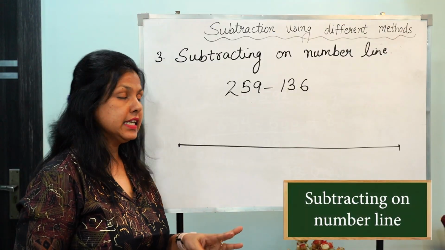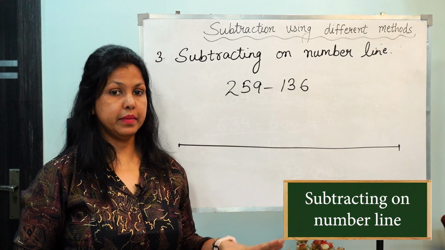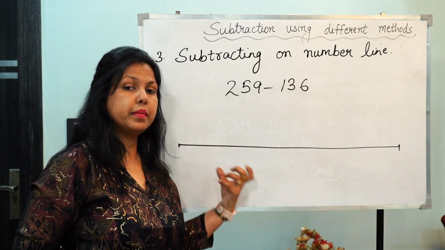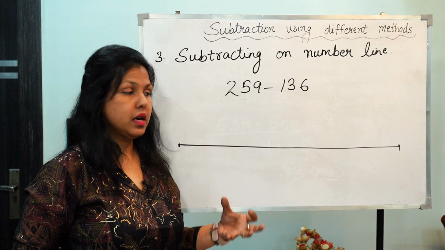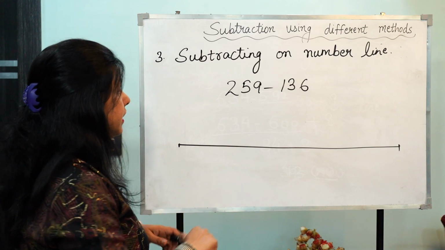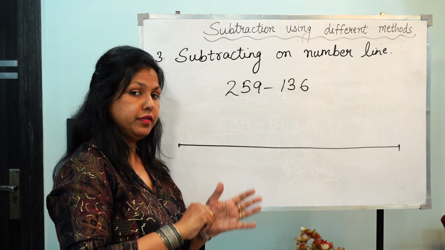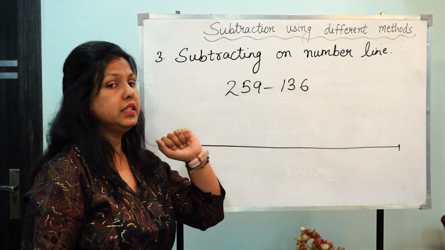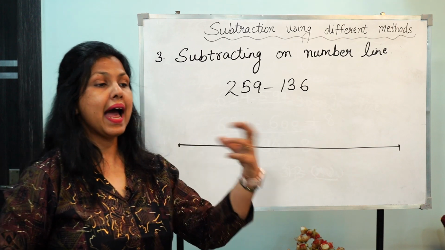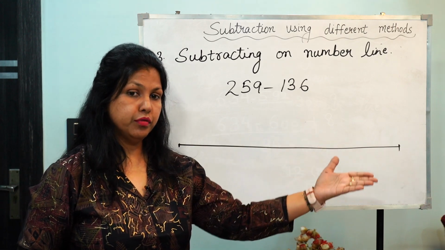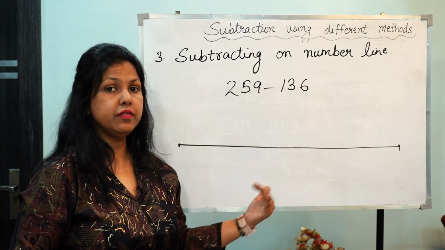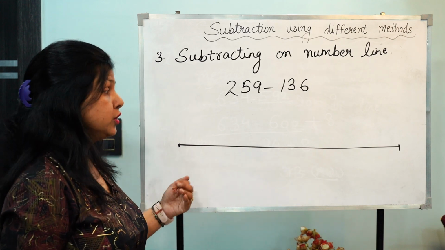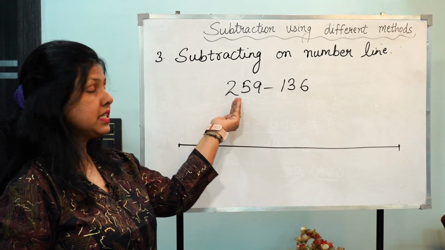Our third method is subtracting on number line method. Children, we are going to use number line. That is going to give us some visualization. Here our minuend is 259 and we have to subtract 136. You remember when we add on number line, we move forward. And when we subtract on number line, we have to move backward. So to move backward, where we have to place this number 259?